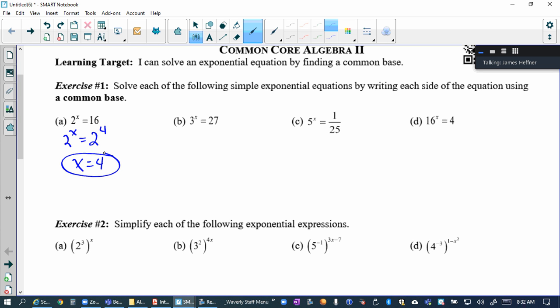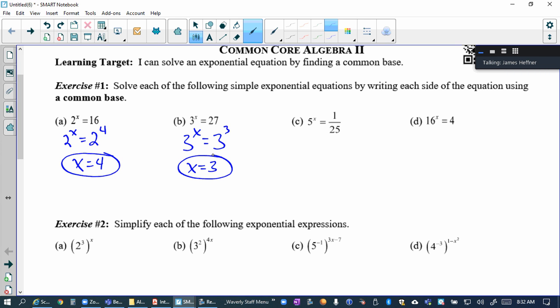Let's try part B. Be nice if I could rewrite that 27 with a base of 3, wouldn't it? Could I? Yes. 27 would be 3 to what power? Use your fingers if you need to. 3 to the 3rd, right? Because 3 times 3 is 9 times 3 is 27. So 3 to the 3rd. Now we have the same common base, so it must mean that what? x equals 3.